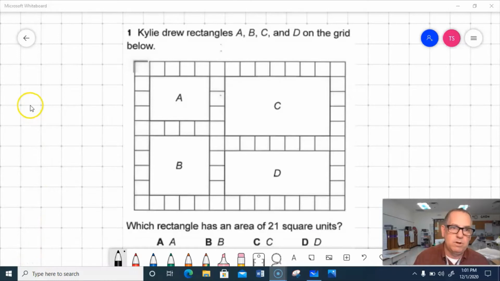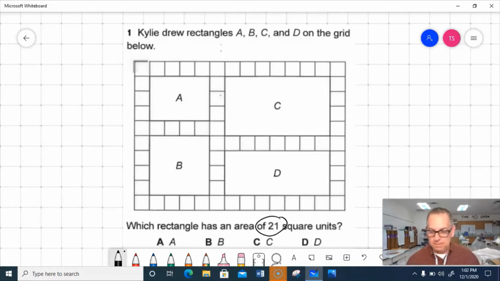Okay, let's go ahead and look at this question together. It says, Kylie drew rectangles A, B, C, and D on the grid below. Which rectangle has an area of 21 square units? So we're looking for the one that has 21 square units. We'll check all of the rectangles, so we look at rectangle A first.